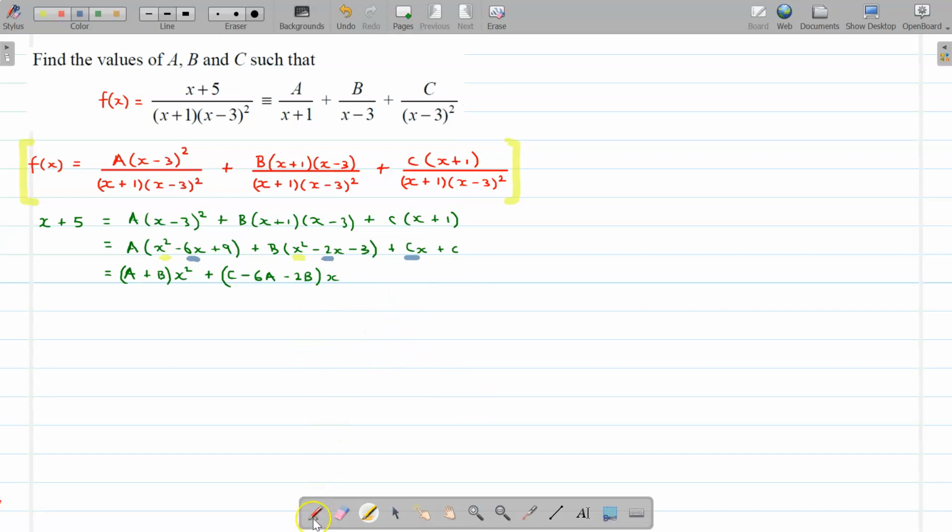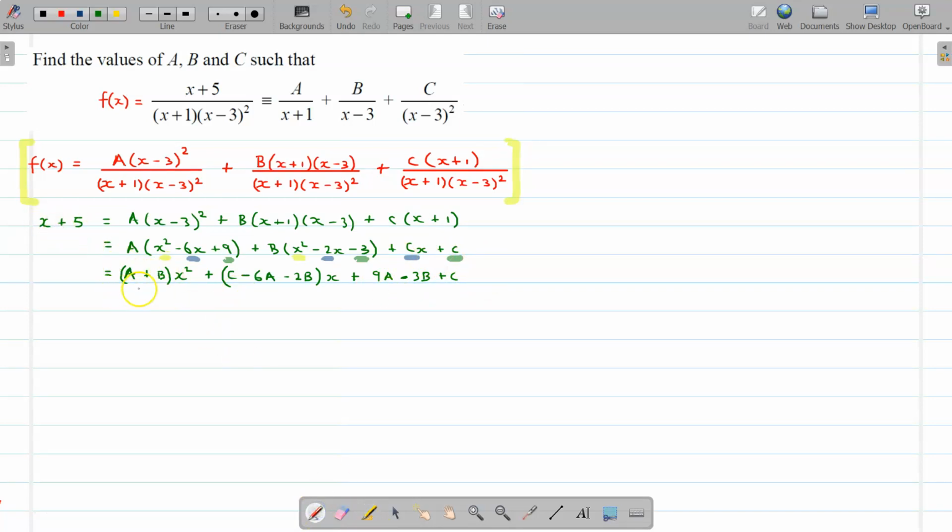Then I could go on and do the constants, and the constants are the numbers without any x terms. So I've got plus 9a minus 3b, so I've got 9a minus 3b plus c, and that is my constant term. So I've just taken care of these final three terms here, which are the 9a, the minus 3b, and the c. Okay, and all of that equals x plus 5.